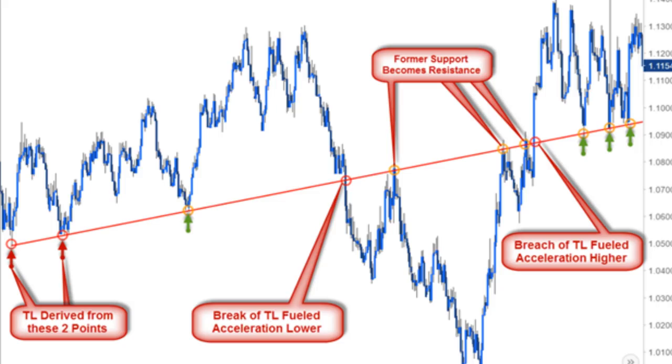So you have things like this. This is a real technical analysis chart that I found off a website explaining how to do it. You have things right here, the dip. TL derived from these 2 points. Then it goes back up and back down. We have break of TL fueled by accelerating lower. Then it goes down and back up. Former support becomes resistance. All this type of stuff where you're looking at charts and price movements and trying to predict whether the stock will go up or down is something that I'm so not interested in.